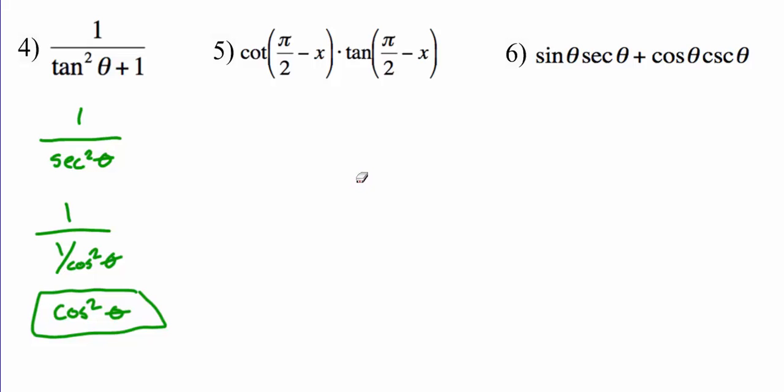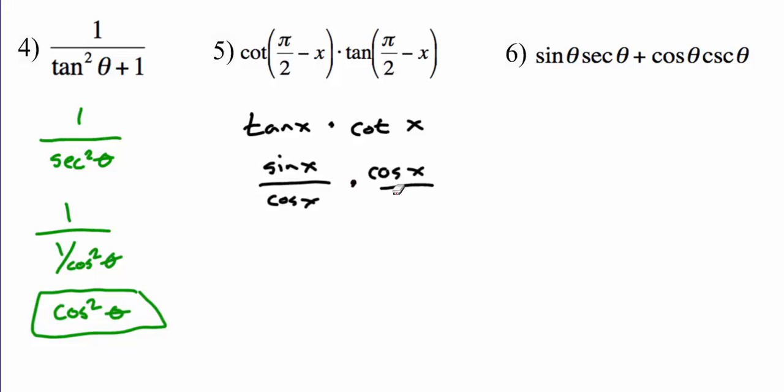All right, number 5. Hey, you guys have seen these. Cofunctions. The cotangent of pi over 2 minus x, that's the tangent of x. The tangent of pi over 2 minus x, that's the cotangent of x. Now there are a few ways to think about this. If you understand this relationship, you'll know. If you want to change to sines and cosines, it would look like this: sine of x over cosine of x times the cosine of x over the sine of x.